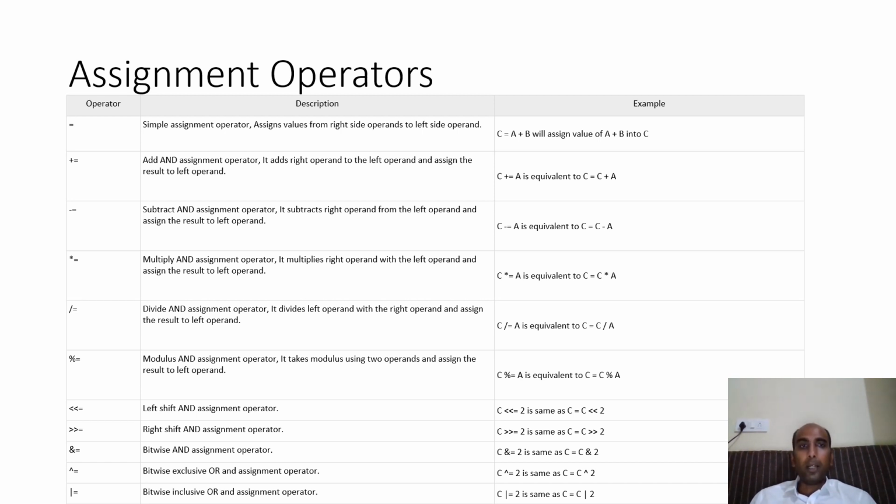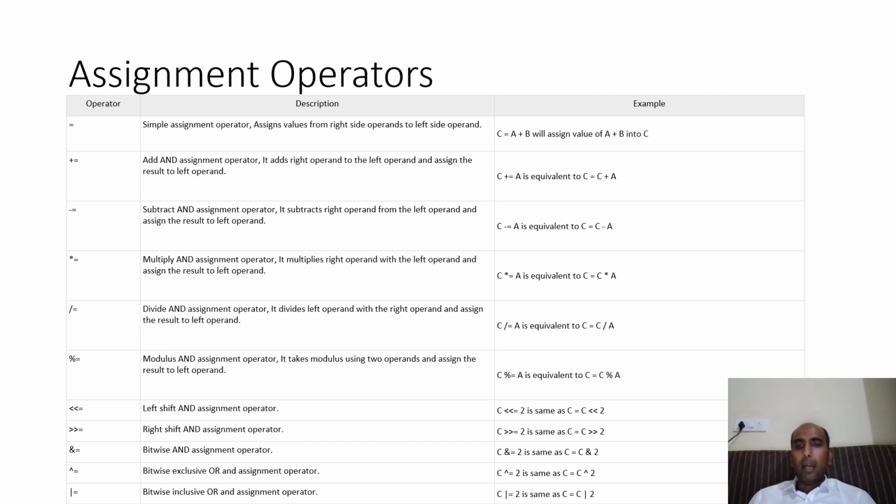Now look at plus equals to. Here you are writing c += a, that is c = c + a. Again, if you write c -= a, that means c = c - a. c *= a means c = c multiplied by a. c /= a means c = c divided by a. c %= a means c = c modulus a.